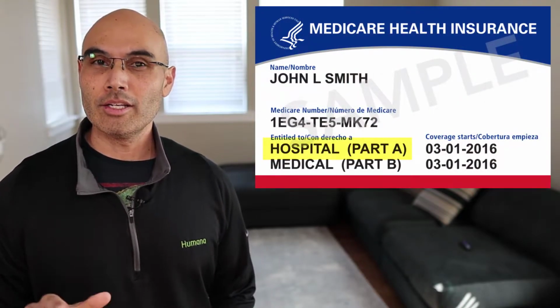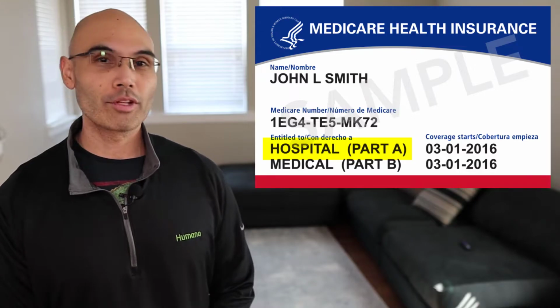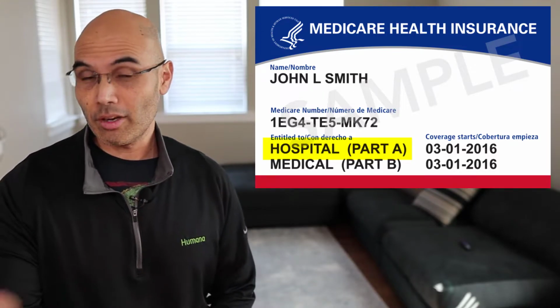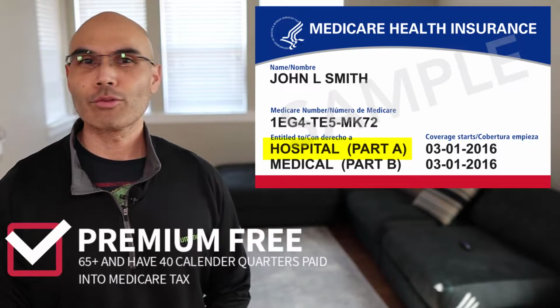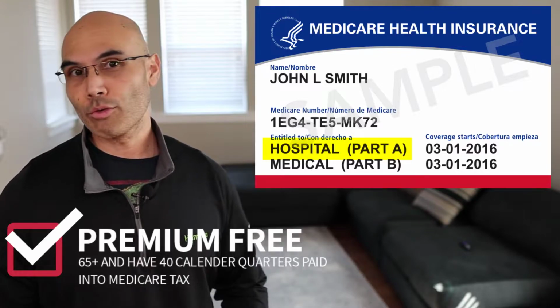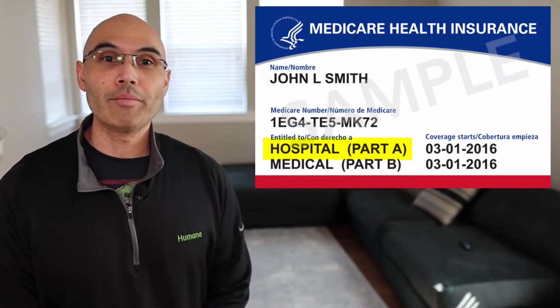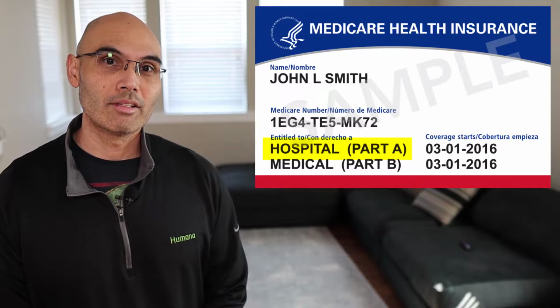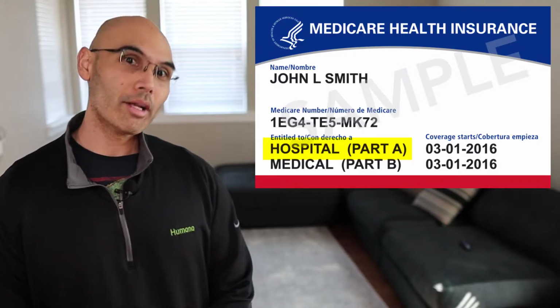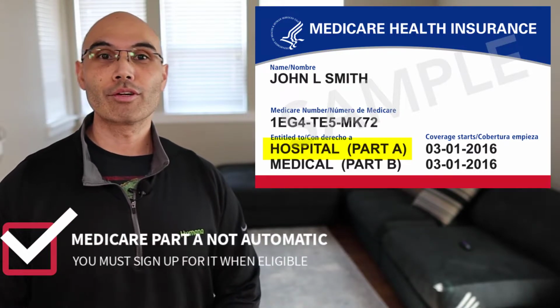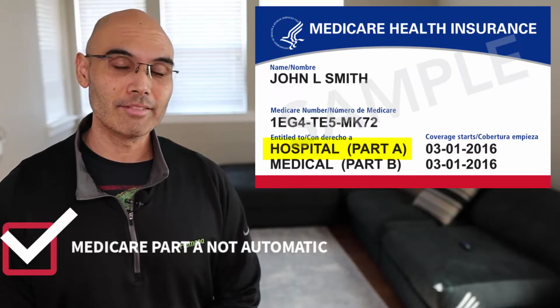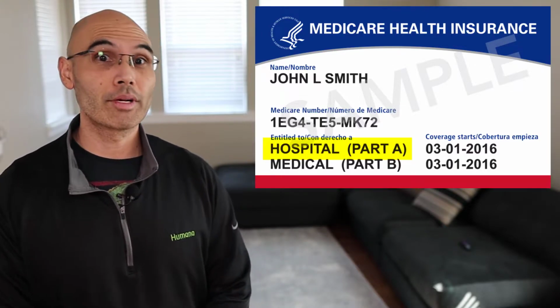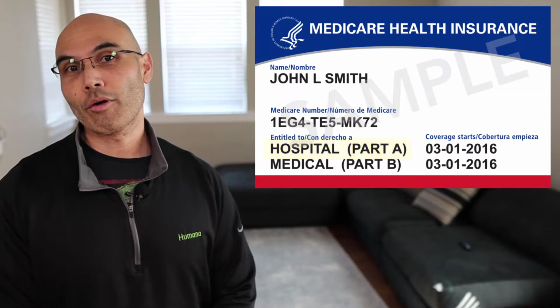Let's get into that. So the first part of Original Medicare is Part A. Now, Part A is free for those of you who are 65 and older and have worked for at least 10 years or 40 calendar quarters and paid into the Medicare tax. Medicare Part A is not automatic though, as you do have to sign up for it when you become eligible if you want to get it. If not, you can go ahead and sign up for Medicare Part A when you sign up for Part B when you retire.